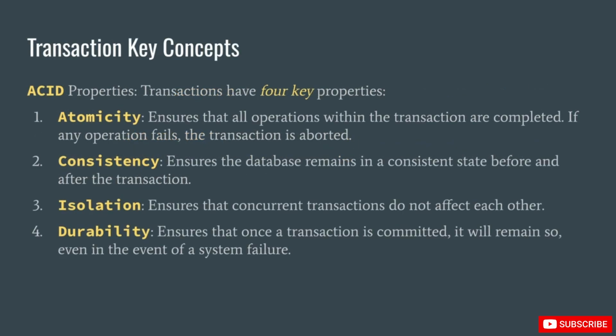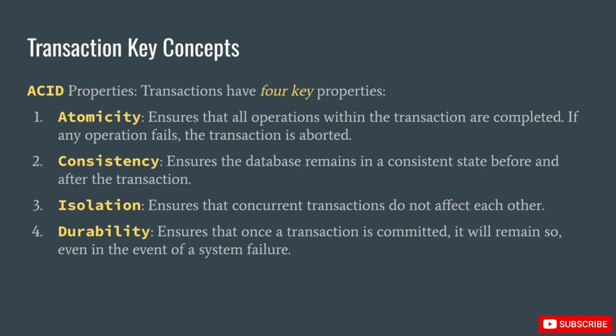Transactions in SQL follow four essential ACID properties to guarantee data reliability and integrity. Atomicity ensures that all operations within a transaction are completed as a single unit. If even one operation fails, the transaction is aborted and no changes are applied. Consistency keeps the database in a stable state before and after the transaction, ensuring it meets all defined rules and constraints. Isolation makes sure that transactions running concurrently don't interfere with each other, preserving the integrity of each transaction's results. Finally, durability guarantees that once a transaction is committed, it is saved permanently, even in the case of a system failure.